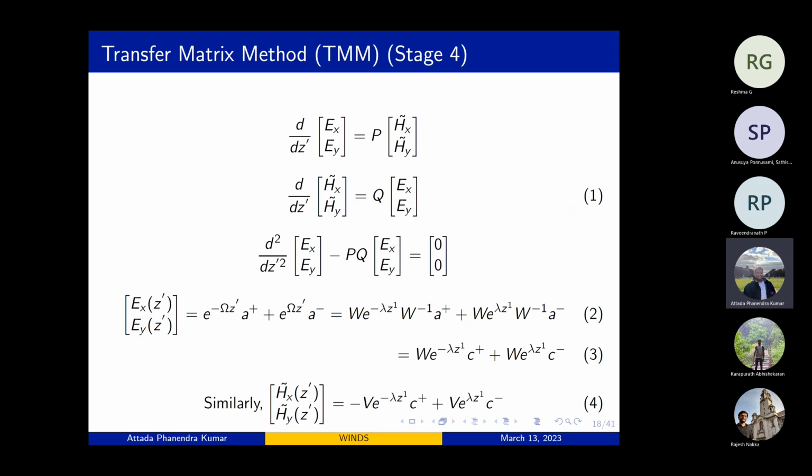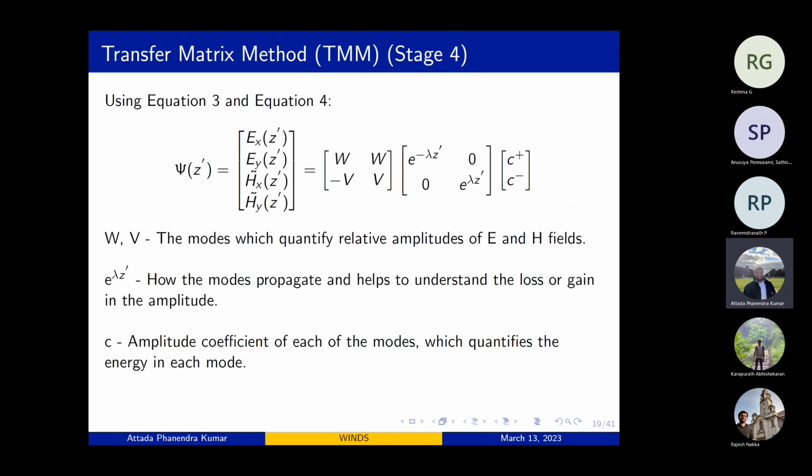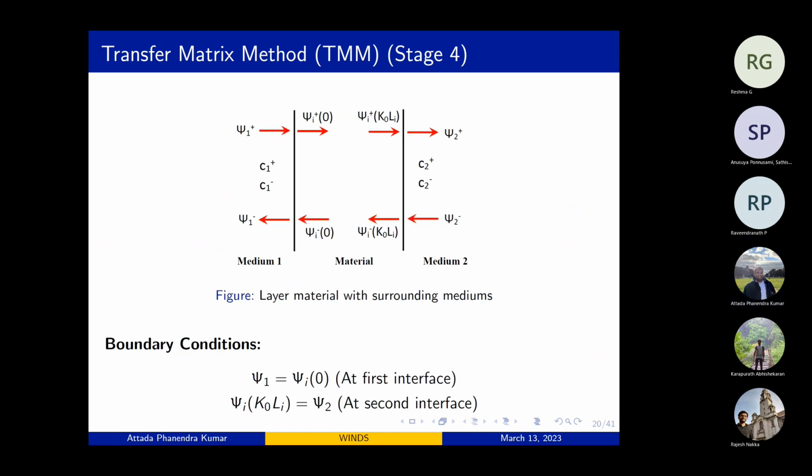From 6 partial differential equations, we can reduce it to two second order differential equations, which we further solve for obtaining the fields, both the electric field and magnetic field. Physically, the W's and V's are the modes in which it is propagating, and the decay and the loss or gain of the field can be obtained from these parameters, and C represents the amplitude of those fields.